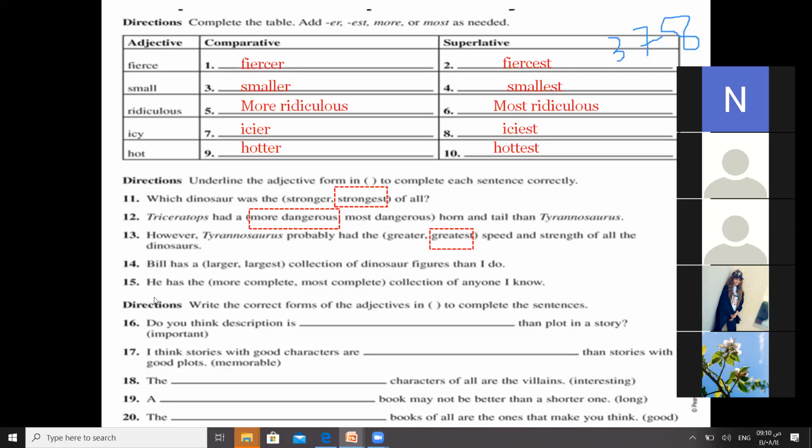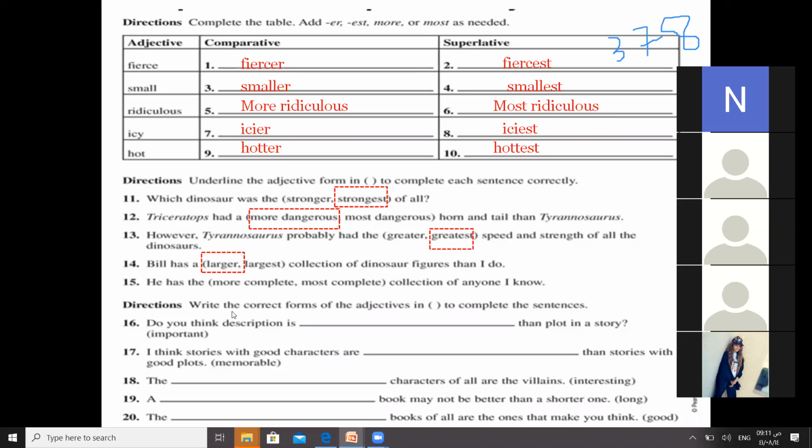Now, Bill has a larger or largest collection of dinosaur figures than I do? Larger, because I'm comparing between me and Bill. Bill has a larger collection of dinosaur figures than I do. So I'm comparing between Bill and I. Clear? This is why it's important to read the question well, okay?